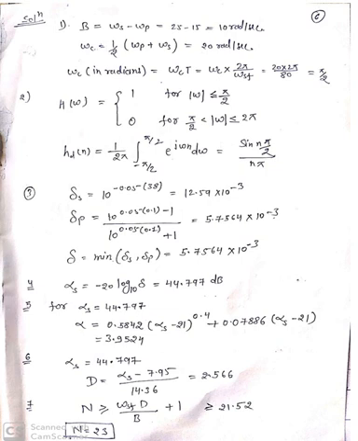Now third step, we calculate stop band attenuation using the formula. So we get del s equals 12.59 times 10 to the power minus 3, and del p equals 5.7564 times 10 to the power minus 3. And how do we choose the final attenuation? After calculating del s and del p, we choose the minimum value.